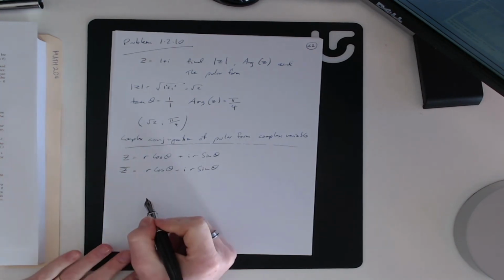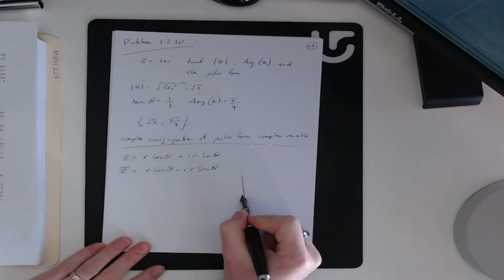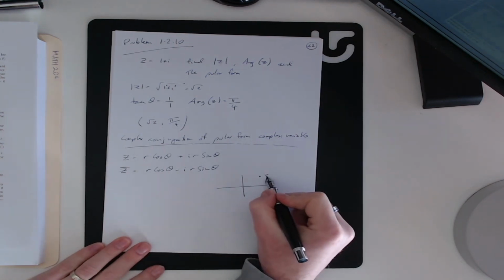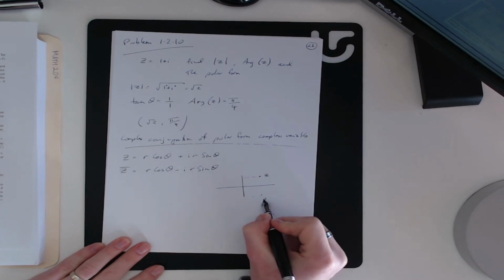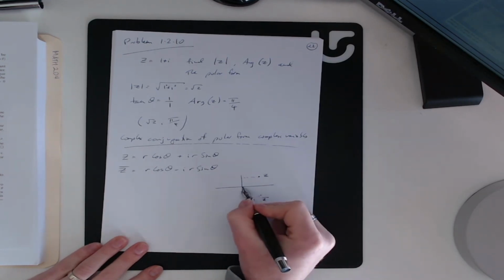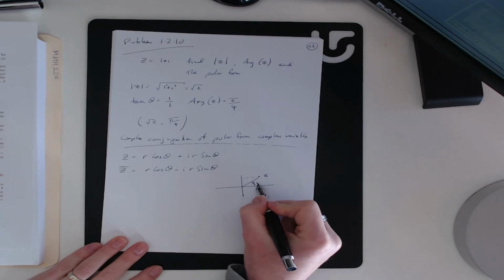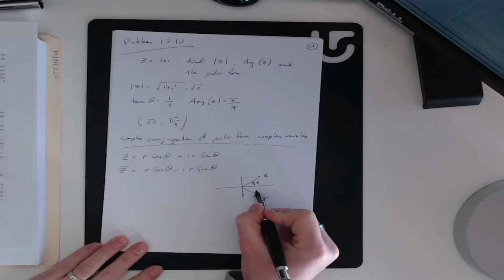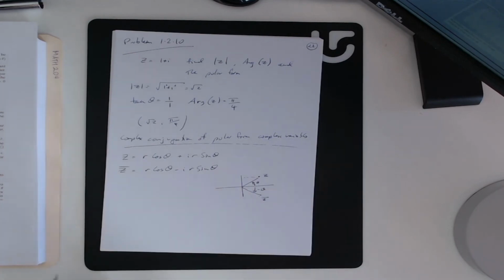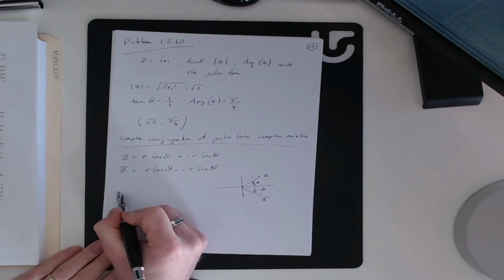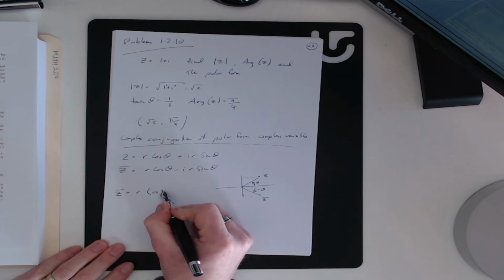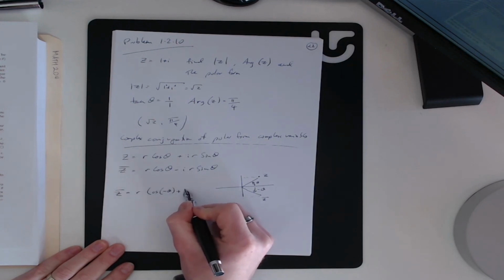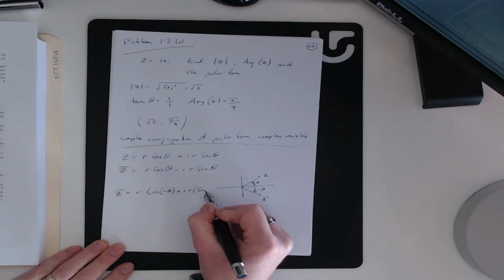because we remember we had reflection in the plane. So if z is up here, then z bar is over here. So this is theta, this is minus theta. So z bar also happens to be equal to r cos minus theta plus i r sine minus theta.